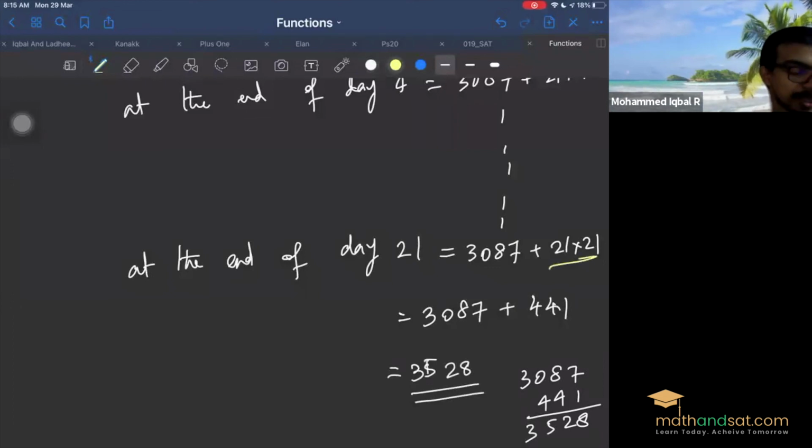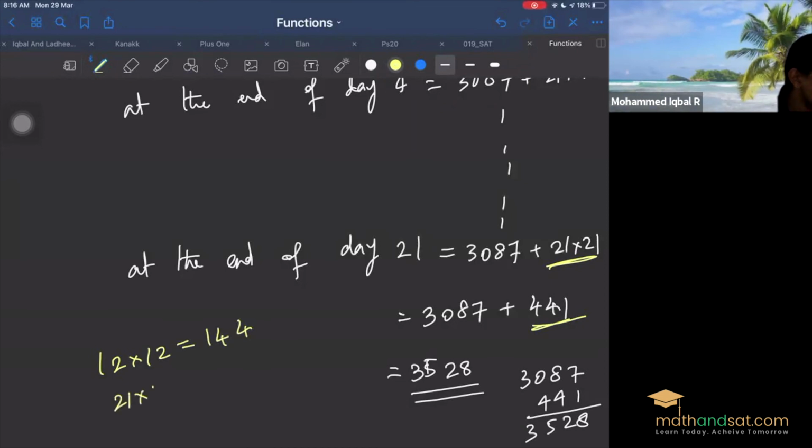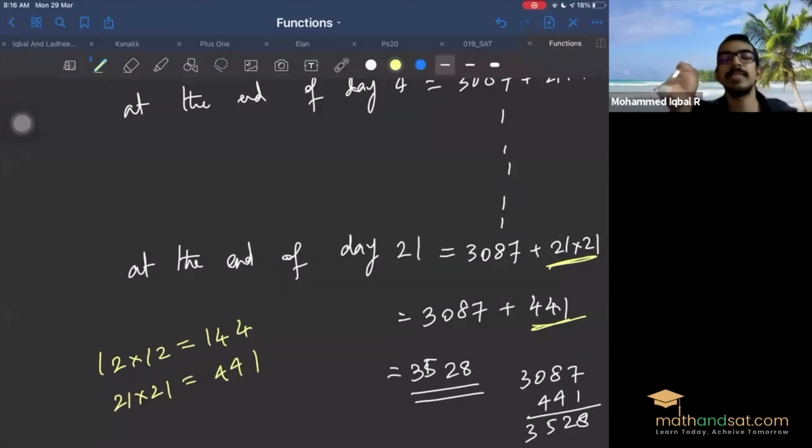Of course, for this 21 times 21, there is a pattern. 12 times 12 is 144, and 21 times 21 will be 441. The digits get reversed. Just like when going from 12 to 21, when going from 12 squared to 21 squared, the digits get reversed. It's not always the case, but for 21, that property is there.